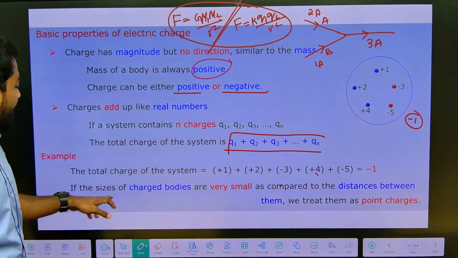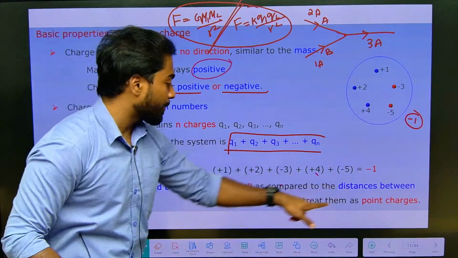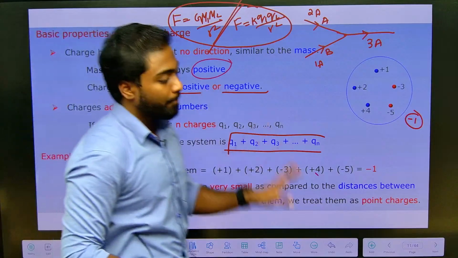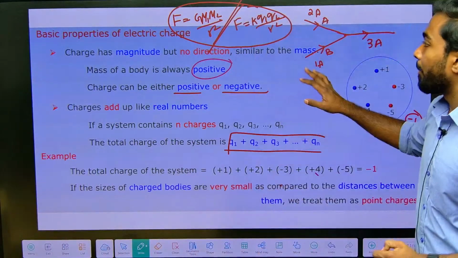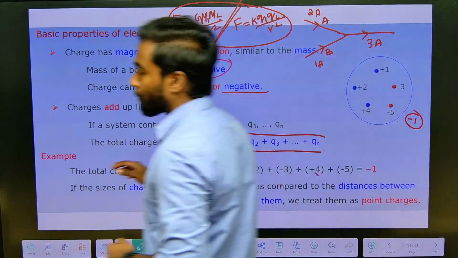So if the size of the charged bodies is very small as compared to the distance between them, we treat them as a point charge. Okay. So these are the basic idea and the basic properties about the electric charges, right? You can take a note of this and we can go for the next one.